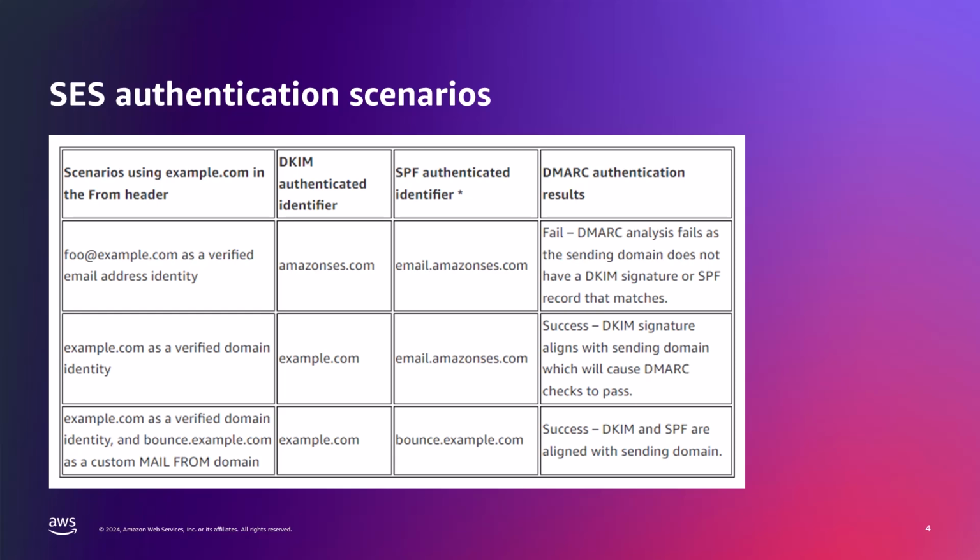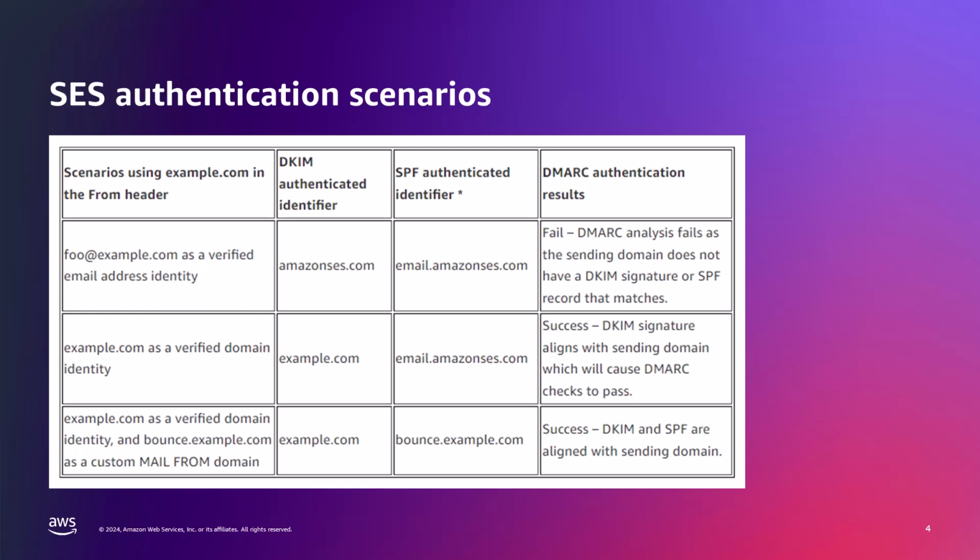SPF is an email validation standard that's designed to prevent email spoofing. Domain owners use SPF to tell email providers which servers are allowed to send email from their domains. The second protocol is DKIM. It's an email security standard designed to make sure that an email that claims to have come from a specific domain was indeed authorized by the owner of that domain.